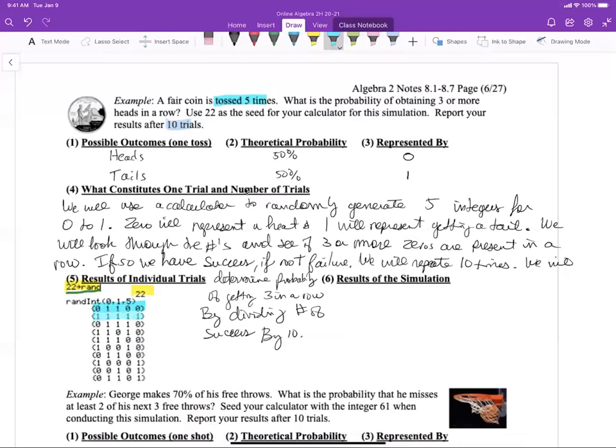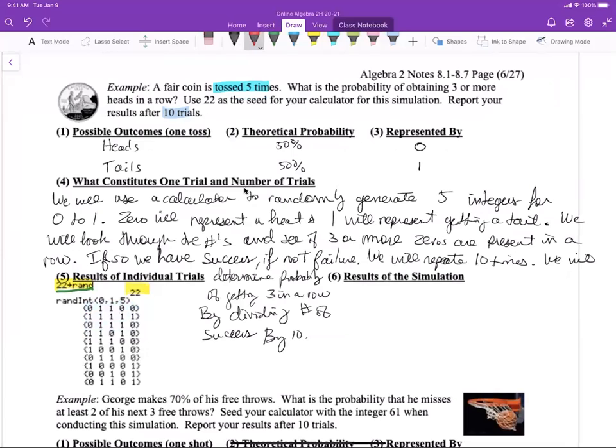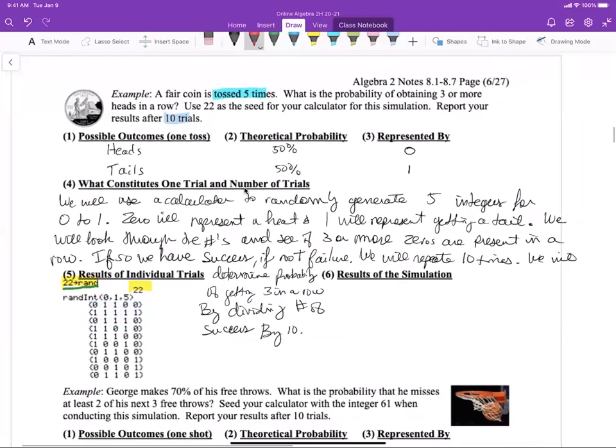Okay, and now I have this as my first option, and I can just hit enter again, and then I get this option. And if I hit enter again, I can just continue hitting that. And so I'm now going to go look at the data and determine which ones were true. Now remember, the ones that had zeros were heads. And what we wanted to know is what is the probability of obtaining 3 or more heads in a row? So we are going to go see if we had success or if we failed.